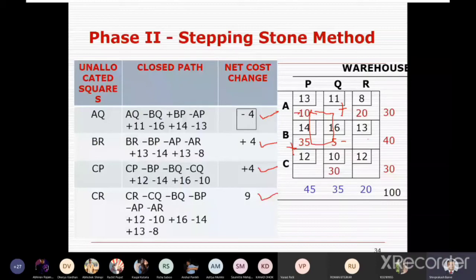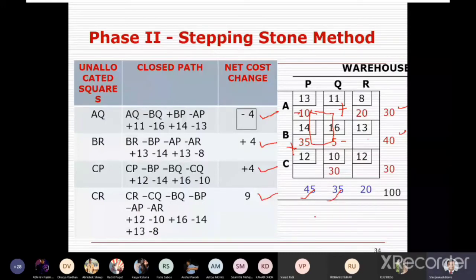So minimum of these two is 5, means it gives indication that I have to add 5 wherever there is a plus sign, and I have to subtract 5 wherever there is a minus sign. So in the new allocations, here it becomes 5, here it becomes 5 again, here it becomes 40, and here it becomes 0. So by shifting all these allocations, again we are maintaining that production capacity 30 as it is, 40 as it is, or warehouse capacity 45, 35 like this by making this change.